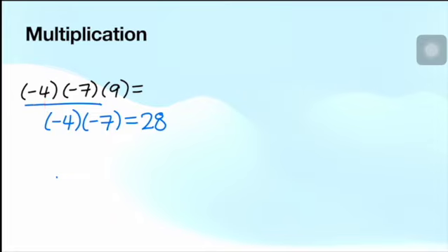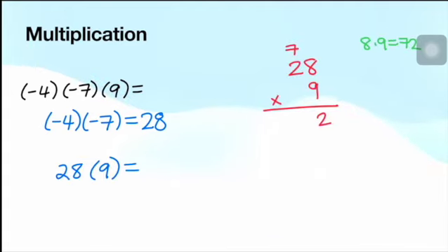If we want to multiply more than two numbers, we can multiply in any order we want. So for example, if I want to go from left to right, I can start by taking -4 times -7, and that's going to give me +28. Then I can take that result of 28 and multiply that by 9.